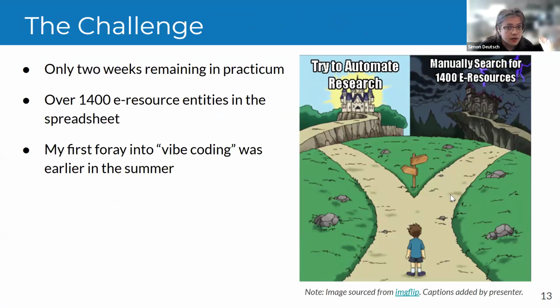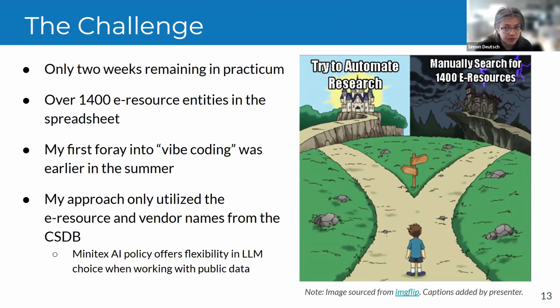So by the time I got around to working with the CSDB entities for the e-resources specifically, I pretty much knew right away there was no way I was going to get through a significant portion of all 1,400 of the e-resources if I tried to do it in the same manual way that I did with the vendors. So I thought I would spend just one afternoon and figure out how plausible it would be for me to automate something like this at a large scale.